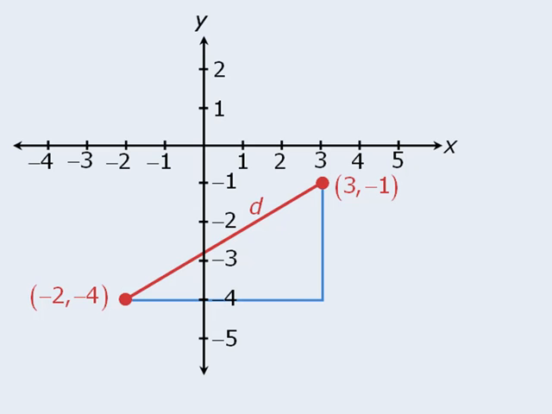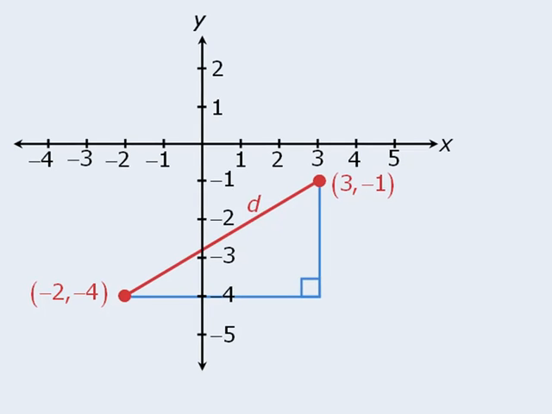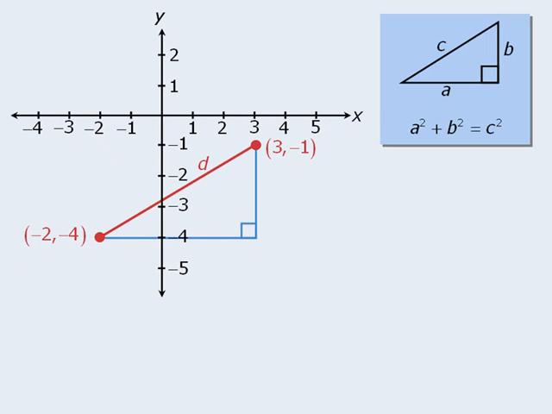Since these 2 lines must meet at a right angle, we have now created a right triangle, and we happen to have the Pythagorean theorem that relates the 3 sides of a right triangle. We can already see that the hypotenuse of our triangle has length d, and we can determine that this leg must have length 5. We know this because the x-coordinate of the first point is -2, and the x-coordinate of the second point is 3. So the distance between -2 and 3 is 5.